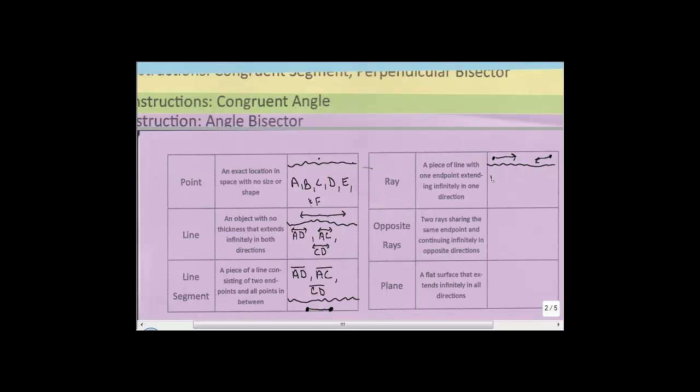AD. And whenever you name it, the ray has to look like a segment on the left, but a line on the right. That tells you that it starts at A and it ends at D. You could not do it this way. This is completely wrong. You cannot name it that way. It has to be done this way if you mean AD. So AD, AC, I'm going to take that off.